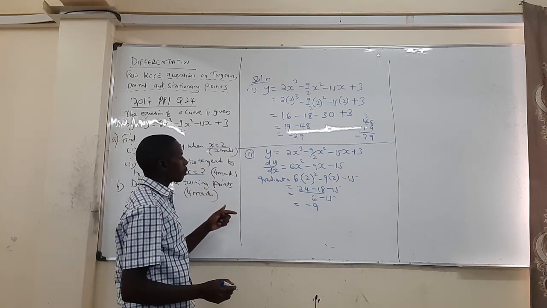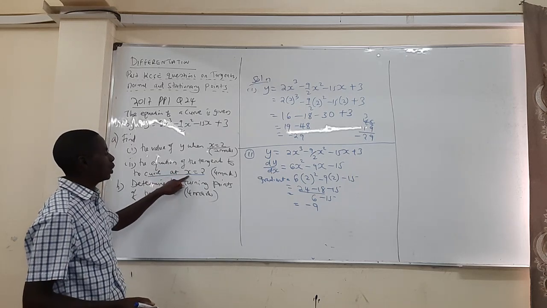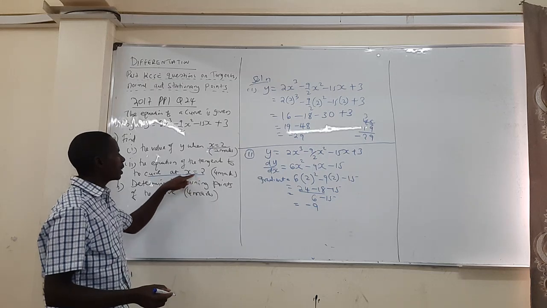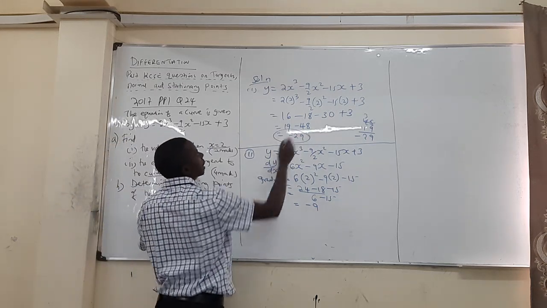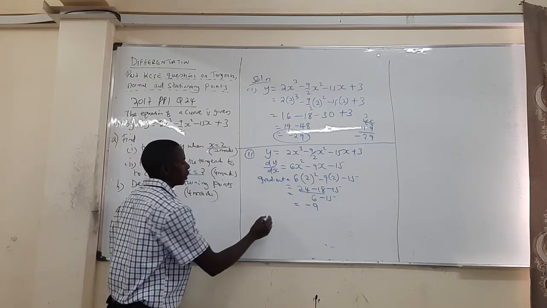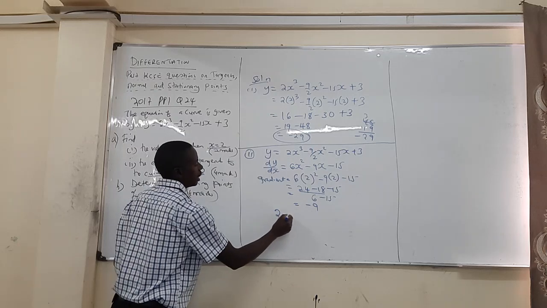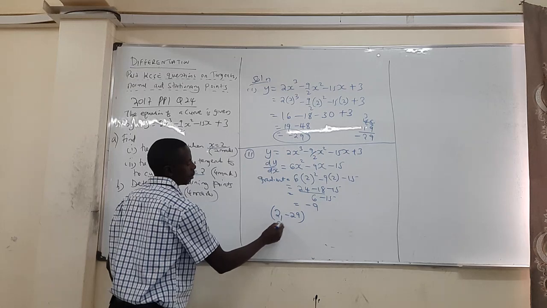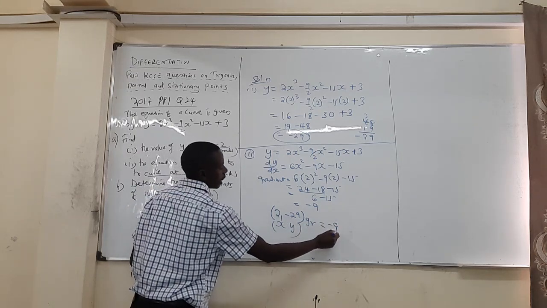Now, for us to be able to get the equation of the tangent at that point, we need to know the coordinate at that point. When x equals 2, we had the value of y being minus 29. So the coordinate at that point is 2 and minus 29, a point (x, y), and we have our gradient as minus 9.